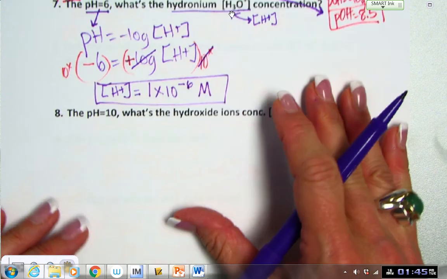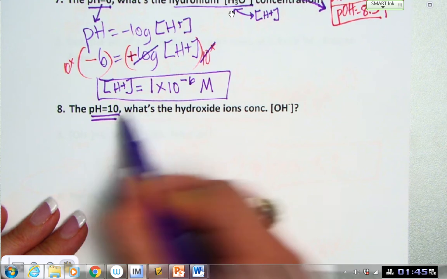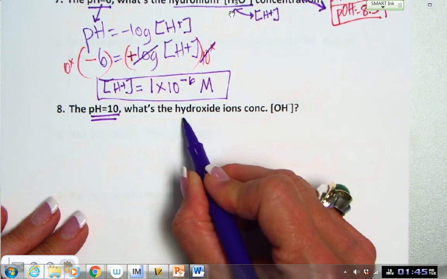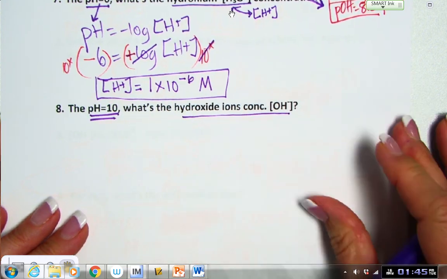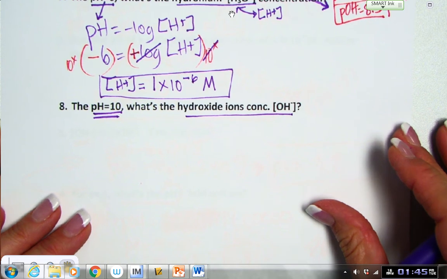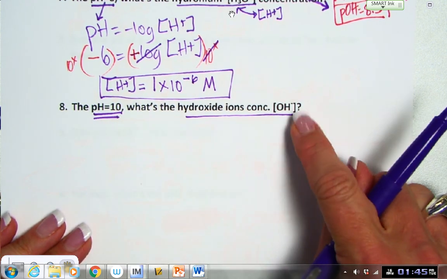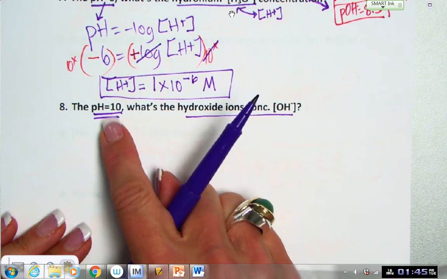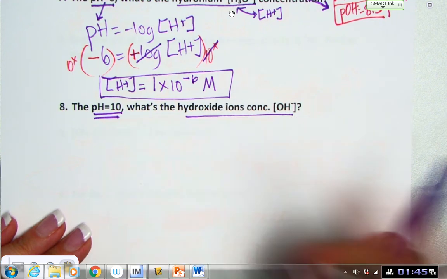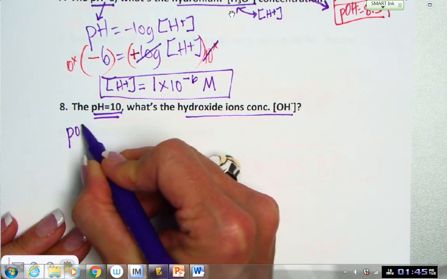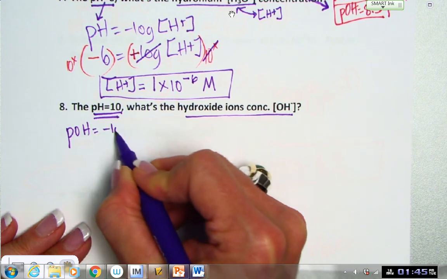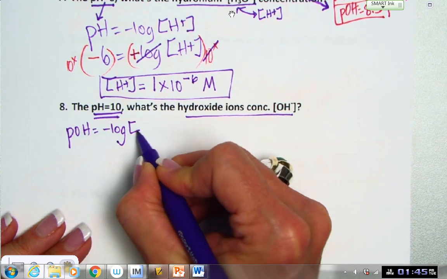All right, one last example. The pH is 10. What is the hydroxide ion concentration? We're going to have to use 2 different formulas for this one. All right, because they're giving us the pH. So since we're trying to get to the hydroxide ion, what I would do first is find the pOH. So the first formula I'm going to use is pOH equals negative log of the OH.